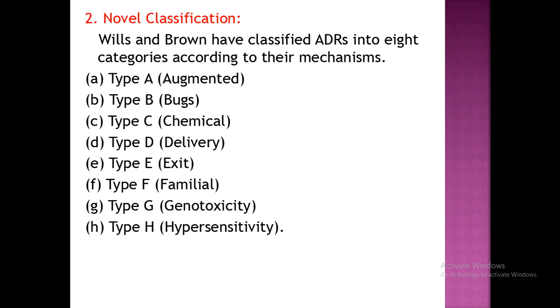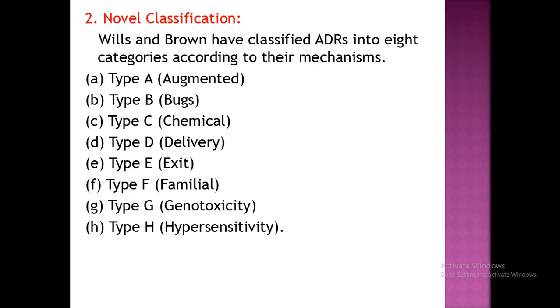The next classification of ADRs is novel classification. Wills and Brown have classified ADRs into 8 categories according to their mechanisms. Type A is augmented, type B bugs, type C chemical, type D delivery, type E exit, type F familial, type G genotoxicity, type H hypersensitivity.